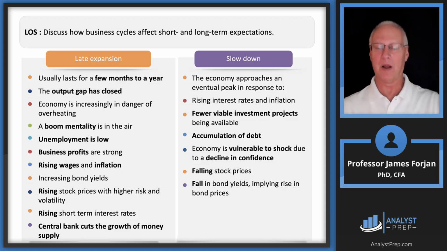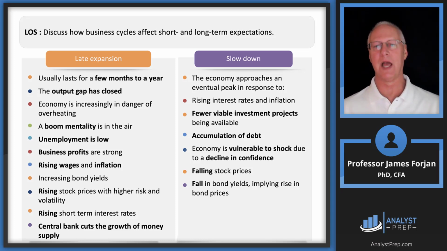But now we probably still have rising stock prices because the economy is growing, but we're going to hit that point where volatility is probably going to rise. Look at the bottom there. Central bank cuts the growth of money supply. Don't look at the history of the U.S. central bank to give you any kind of a notion about that. But clearly that's what the reading says. So make sure you remember that in late expansion, the central bank will very likely cut the growth of money supply.